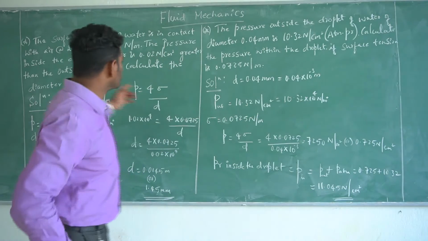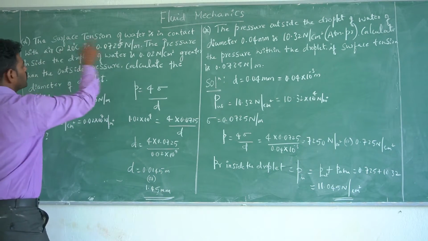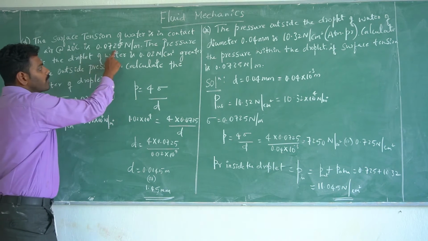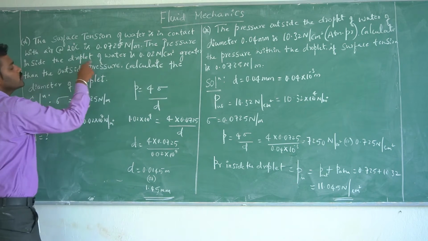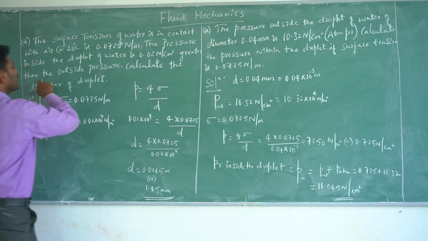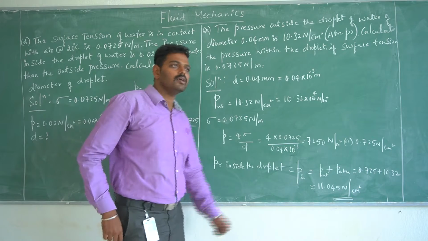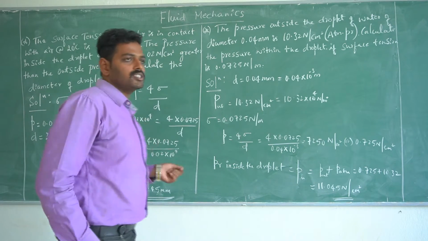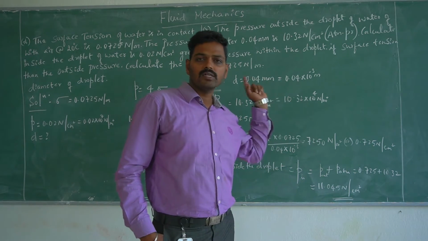The same way here in this numerical, the surface tension of water in contact with air, so water and air, two fluids, at 20 degrees Celsius is 0.0725 Newton per meter. The pressure inside the droplet of water is 0.02 Newton per centimeter square greater than the outside pressure. Calculate the diameter of the droplet. In this numerical, the pressure as well as the surface tension is given. We have to calculate the diameter of the droplet, using the first condition of surface tension.